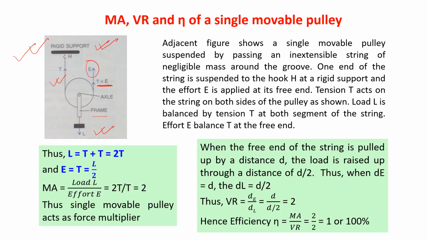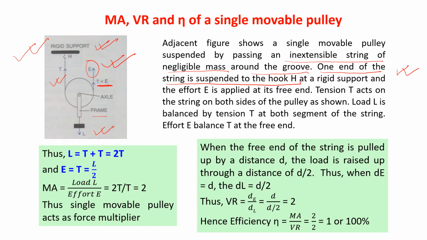It is shown here, T is equal to E. Now let me see what is written here. The adjacent figure shows a single movable pulley suspended by passing an inextensible string of negligible mass around the groove. The string has negligible mass. One end of the string is suspended to hook H at a rigid support, and the effort E is applied at its free end. This is, as I told you.